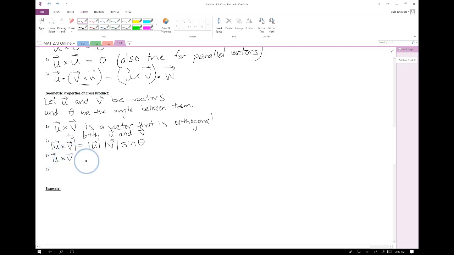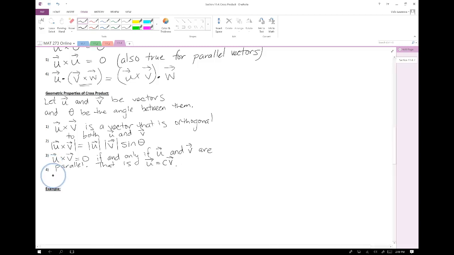This next one I also talked about a little bit above in the algebraic properties. If U cross V equals 0, that is only going to happen if U and V are parallel. And we've talked about parallel vectors before, and that means that one is a scalar multiple of the other. So they point in the exact same direction. One's just longer and the other is shorter.